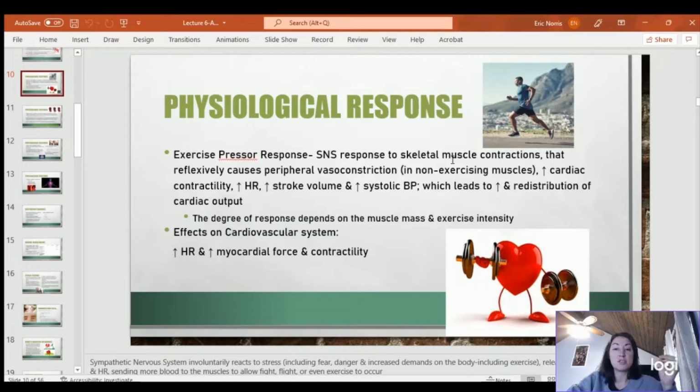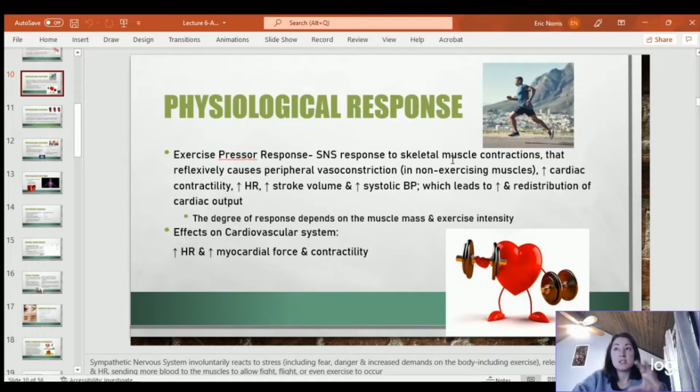So it increases your cardiac contractility, so your heart's ability to contract and work. It increases your heart rate. It increases the stroke volume. Your systolic blood pressure increases, and this increases and redistributes your cardiac output.